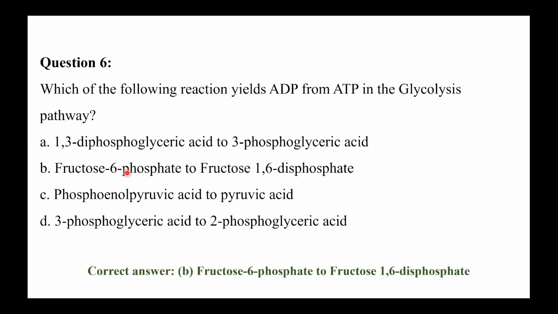So in the first option and in the third option, basically ADP will convert into ATP. But in the second option, ATP will convert into ADP because ATP is giving the phosphate to fructose 6-phosphate to become fructose 1,6 diphosphate. And the fourth step is just an isomerization step. Only the position of the phosphate group is changing. The compound is neither getting phosphorylated nor dephosphorylated.